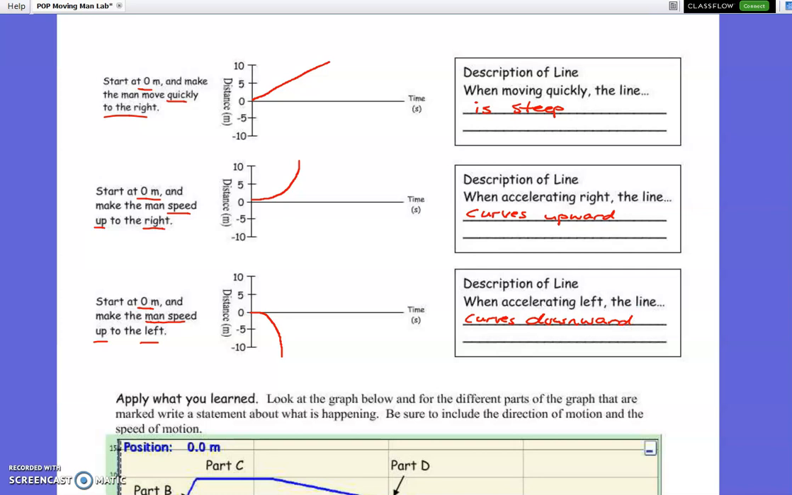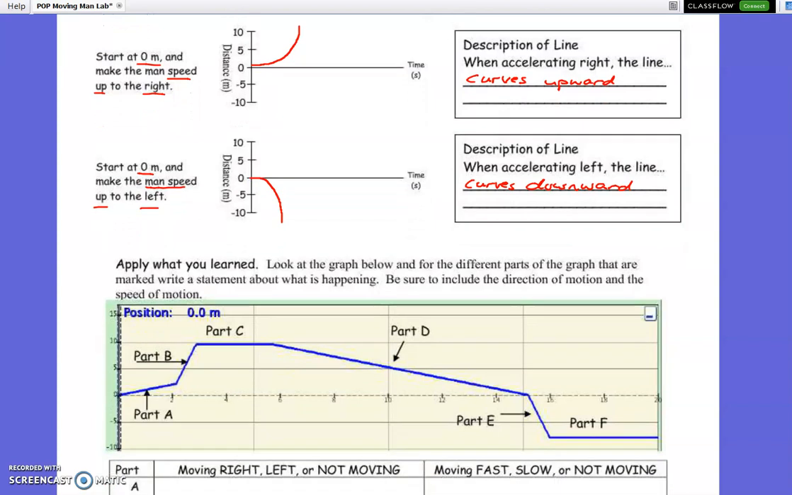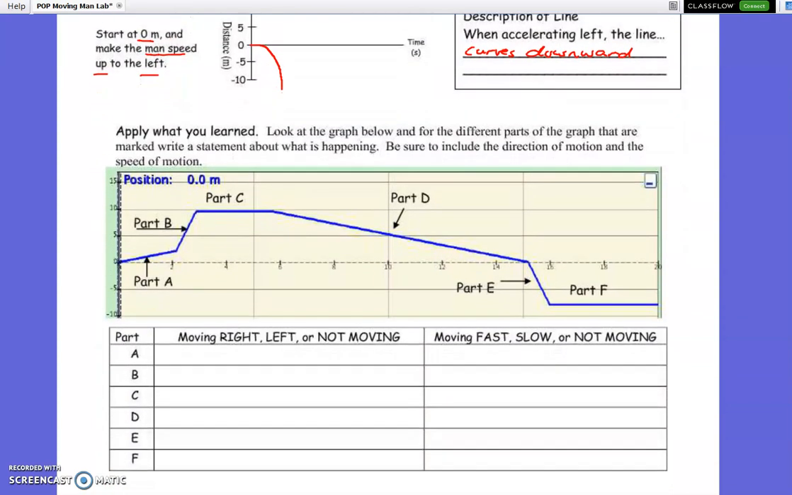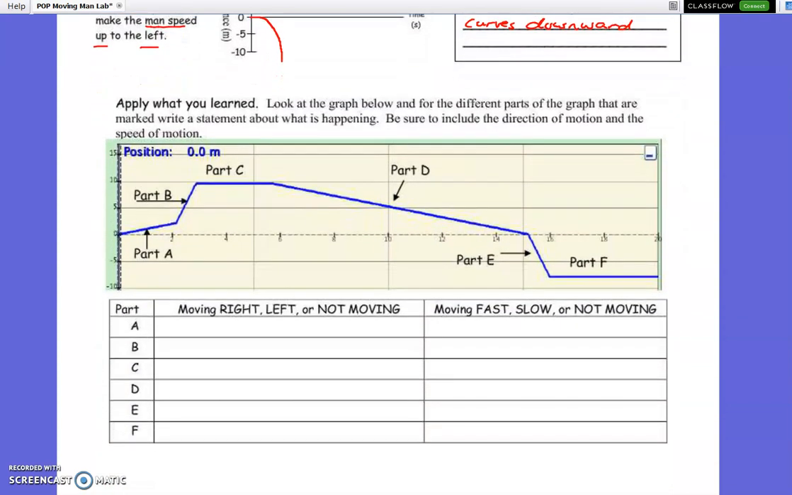Now what I want you to do here is finish this up. You're going to look at this part here and apply what you've learned. It says to look at the graph below, and for the different parts of the graph that are marked, write a statement about what is happening. Be sure to include the direction of motion and the speed of the motion. So for the first line here, you'll either state whether it's moving right, left, or not at all.